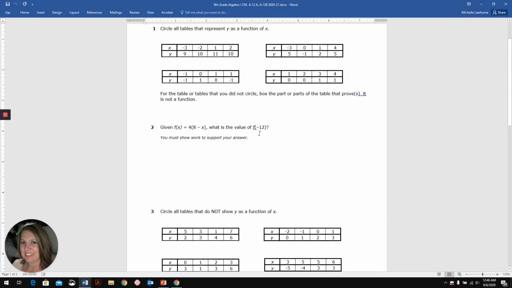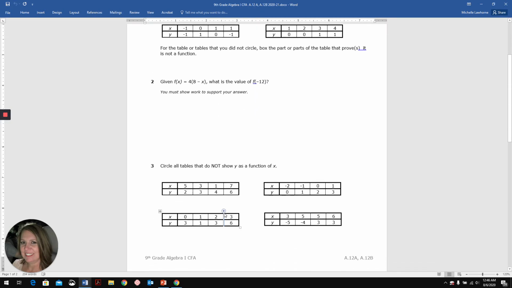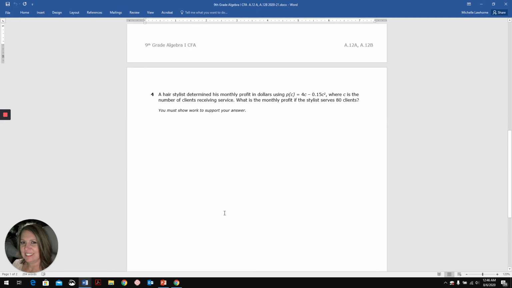Here they're simply evaluating f of negative 12. 3 is like number 1, and 4 is like 2. But this is a much more complex function than the question on number 2. So if they're able to evaluate 2, but they have trouble with 4, then there's some more good information for the teacher. So those are the CFAs.